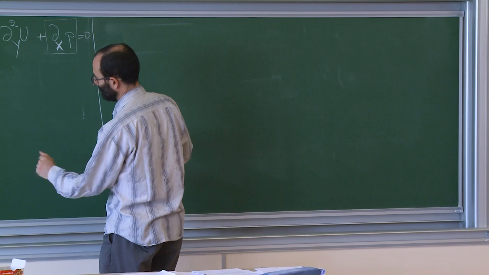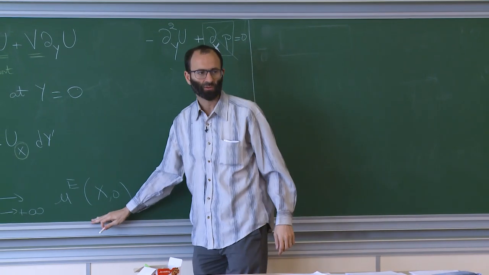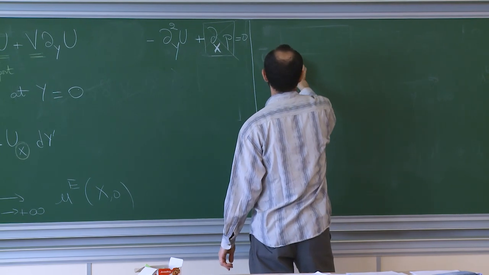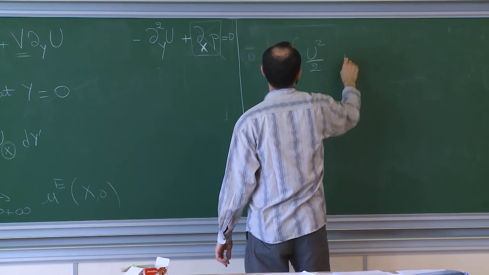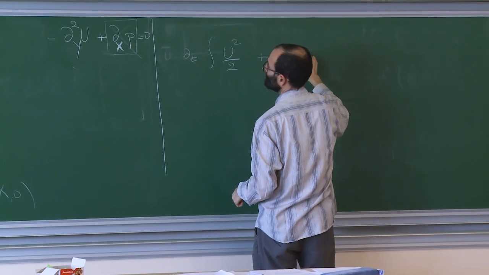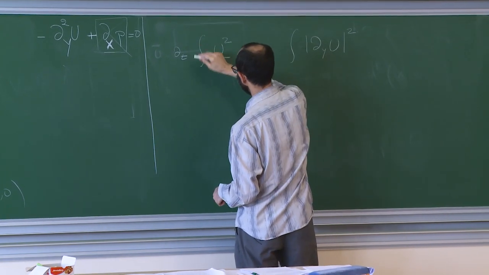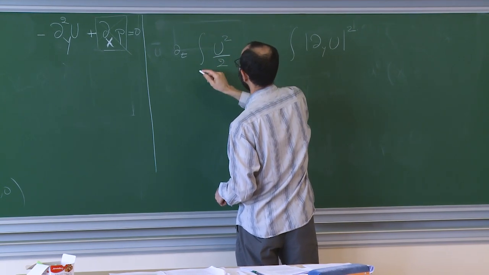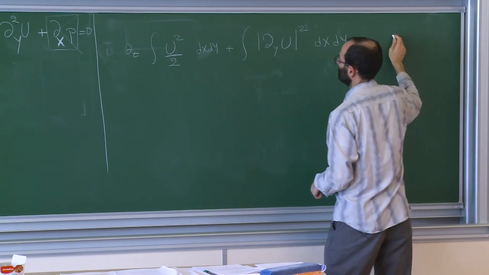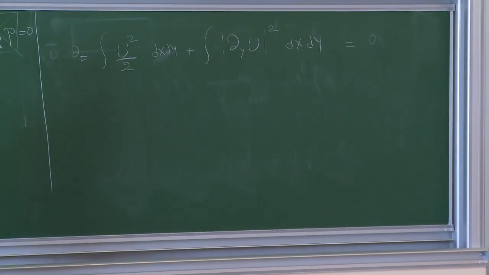Now energy. So let me forget about the pressure first. Let's forget about this. Just think that this is a constant. Not necessarily zero, but a constant, let's say one. So then you can multiply by u, integrate by parts, and you can get the fact that the integral of u squared over 2 plus, if you multiply by u, integrate by parts, this term will disappear. So you can even get an equation of this type. So here I'm integrating in x, y. Equals zero, right? And then I can integrate, so I can get some energy, right?